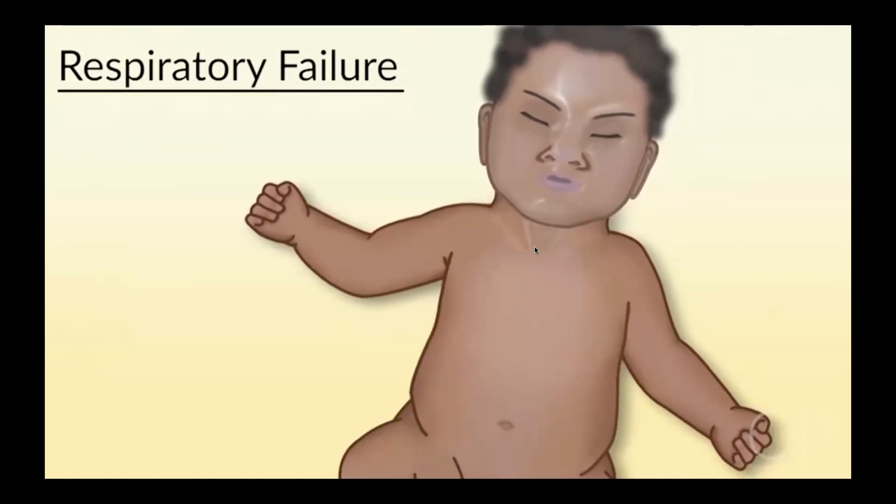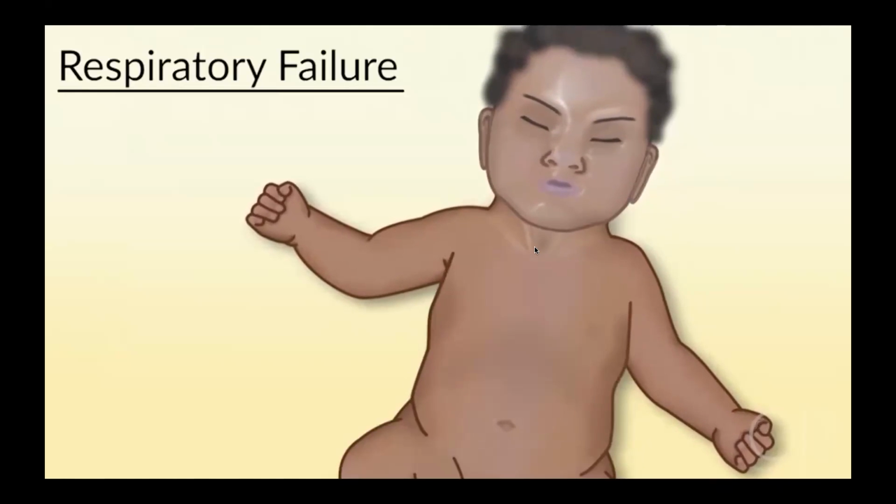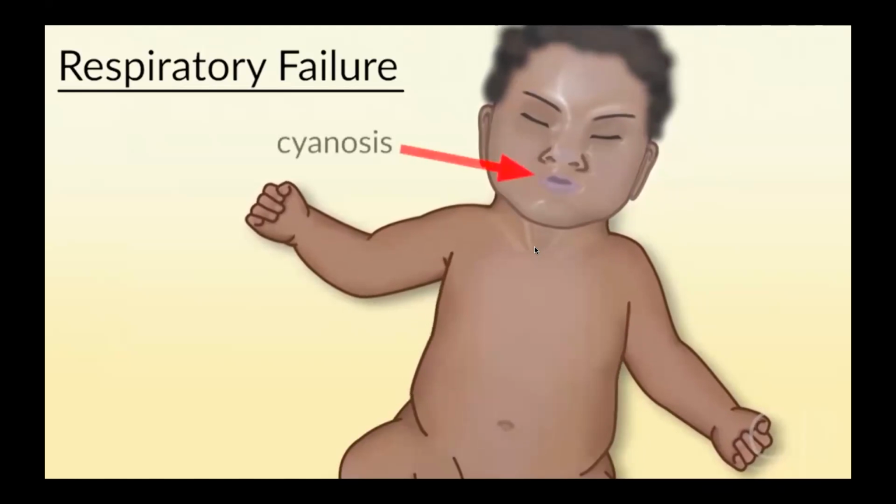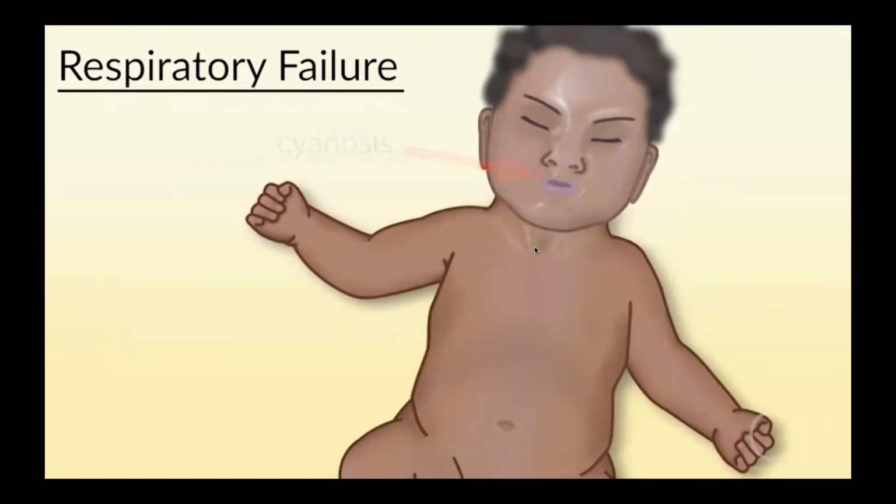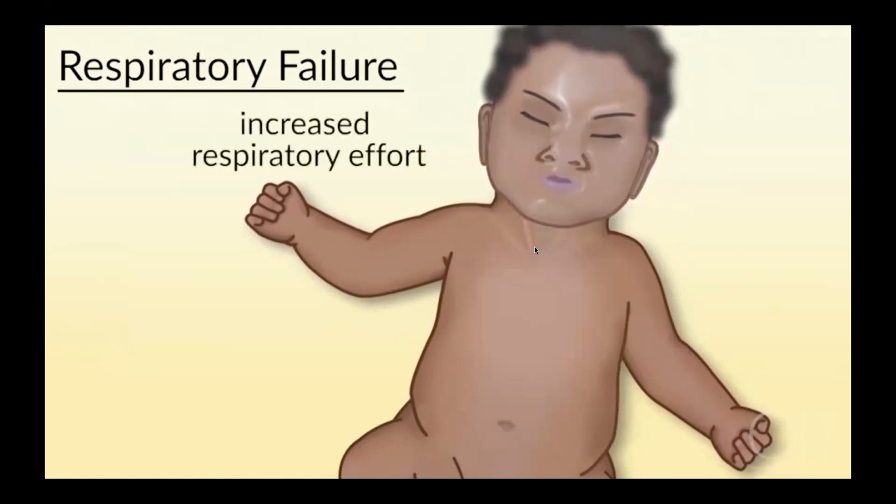Signs of respiratory failure when the compensatory mechanisms are no longer able to sustain gas exchange include desaturation or cyanosis despite supplemental oxygen, the appearance of increased effort leading to poor air entry.